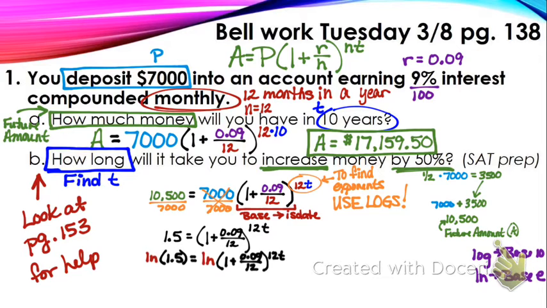What can I do now that it's a log equation that I couldn't do before? I can use an expanding property. I'm going to bring this 12t where? Down in front of the log. So now it's not going to be an exponent anymore, which is really good because I'm trying to get it alone. Natural log of 1.5 is equal to 12t times the natural log of all this junk.